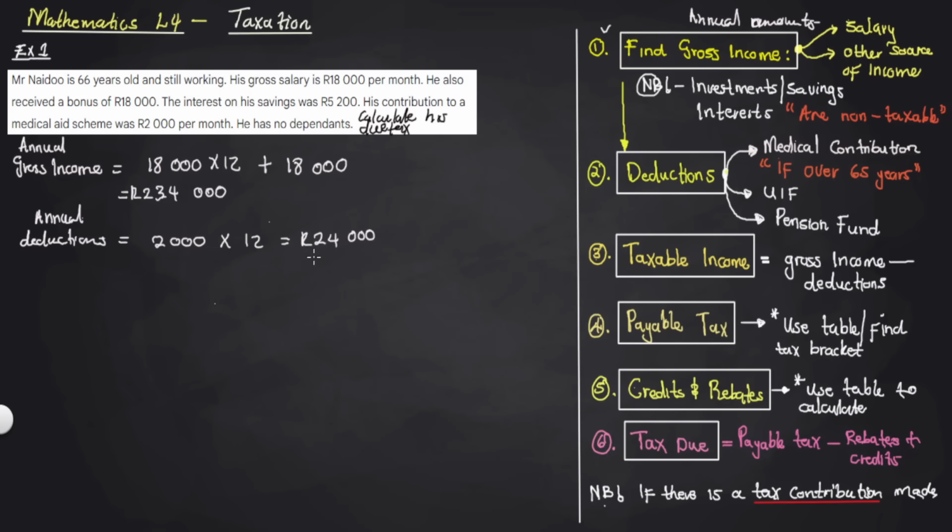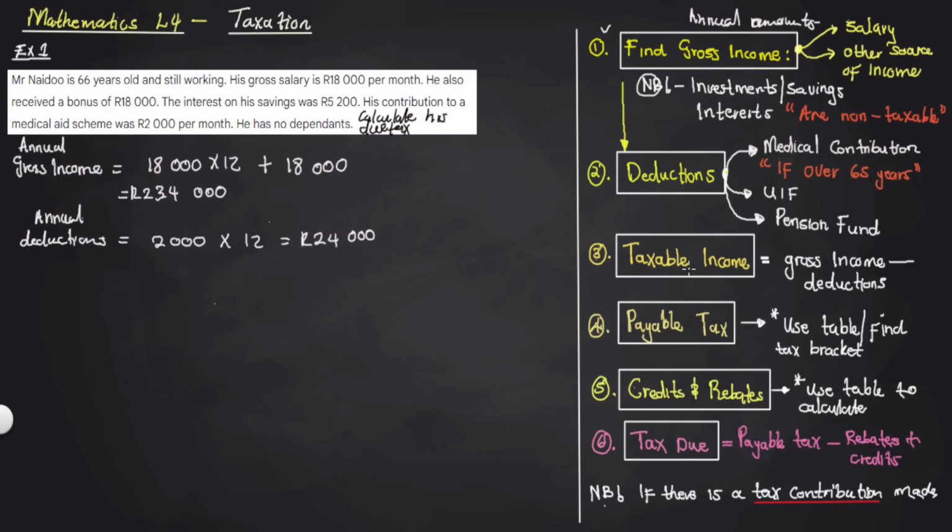It's 24,000. If Mr. Naidu was less than 65 years, we would not multiply this 2,000 by 12. But if they were less than 65 years old, maybe say 55 or 60 or 64 years old, his medical contribution we were not going to take into consideration. You will see with the next example what exactly I mean by the medical contribution. But the 2,000 multiplied by 12, then we get 24,000.